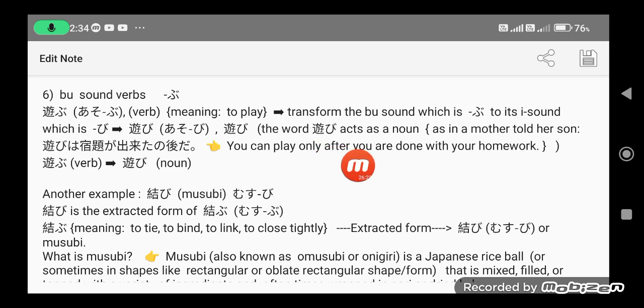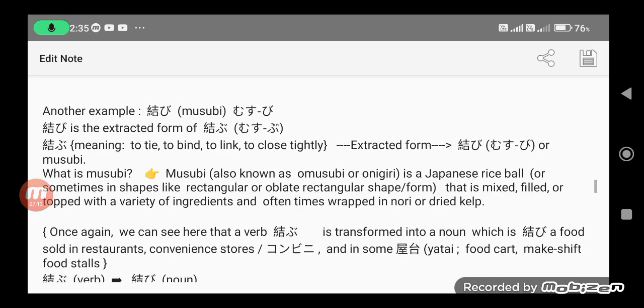The word asobi acts as a noun, as in when a mother told her son, asobi wa shukudai ga dekita no ato da. Asobi wa shukudai ga dekita no ato da. Meaning, you can only play, so the act of playing, asobi, will be after he has completed his homework. Ato means after. You can only play after you are done with your homework. So asobu becomes asobi.